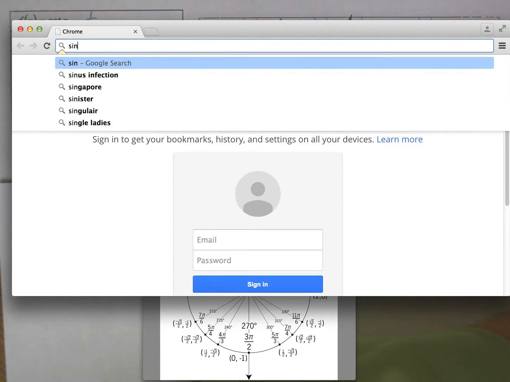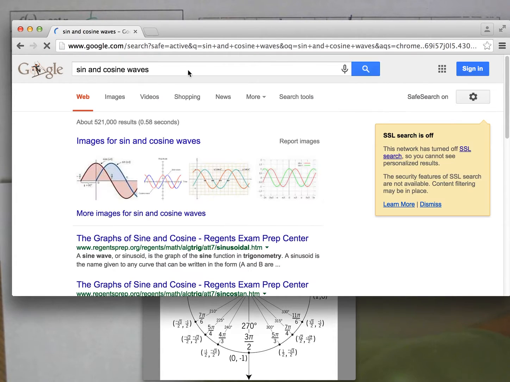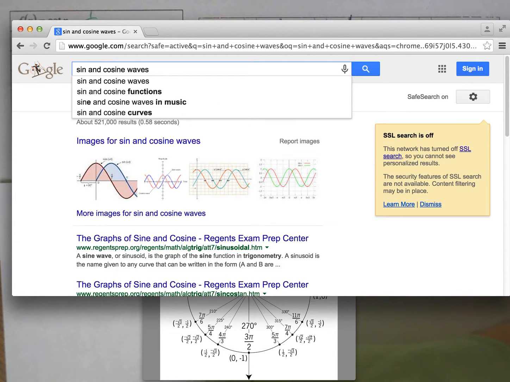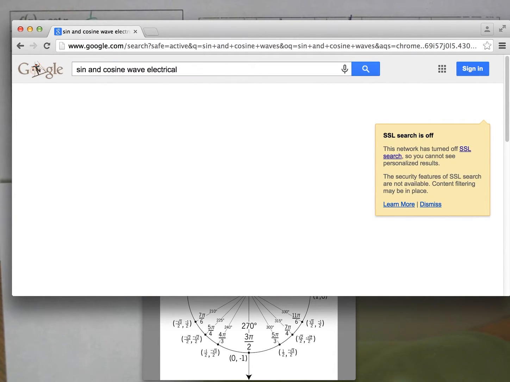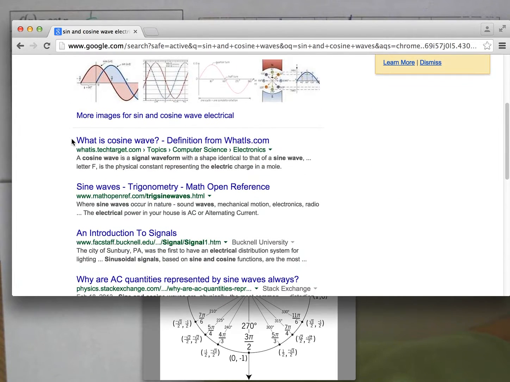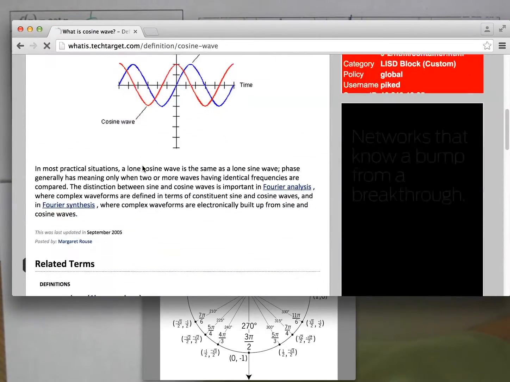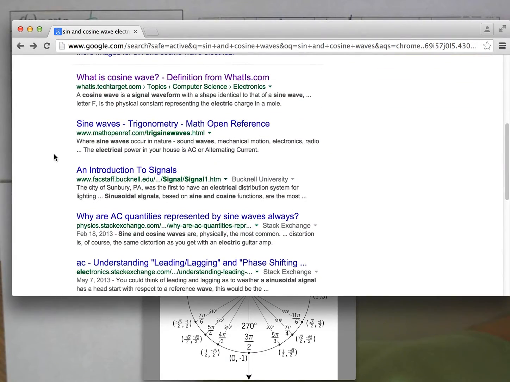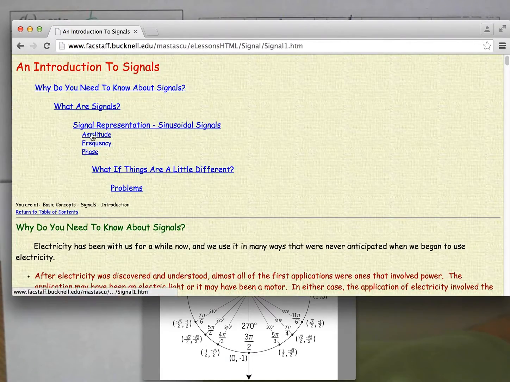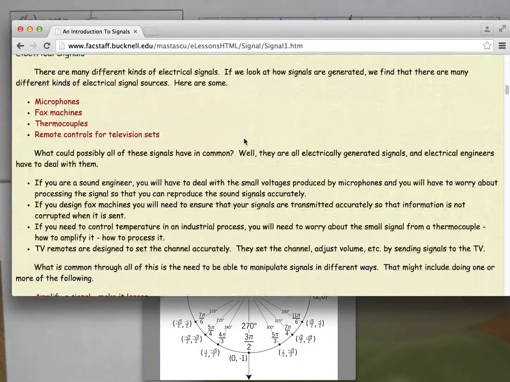Sine and cosine waves. Yeah, there they are. You believe me. Electrical, sure. Oh my gosh, what's happening? I don't know. Sine wave, cosine wave, ampere. Yeah, I should have looked this up before. I'm sorry. An introduction to signals. Yeah, this is signals. I mean, radio waves are sine and cosine.